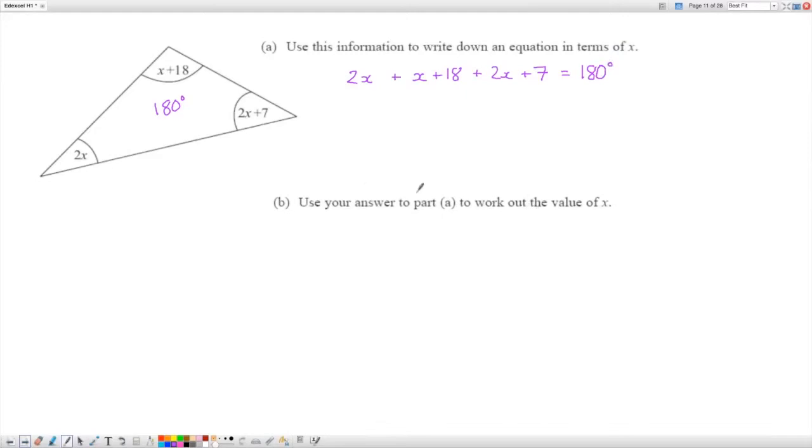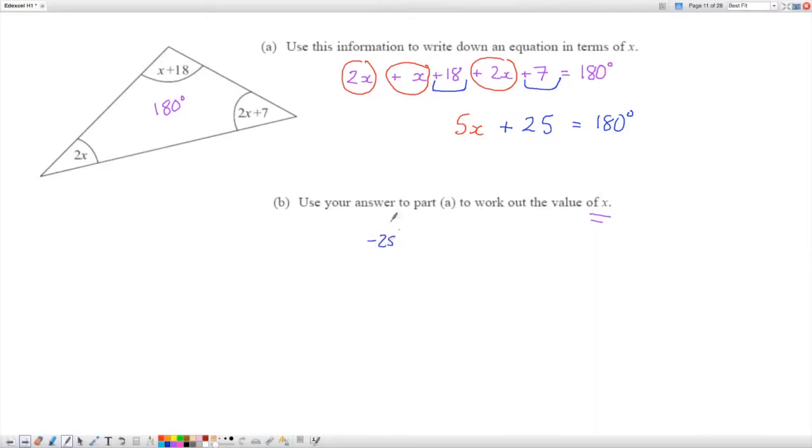Now we're going to need to use this equation to find the value of x, so we might as well simplify now. So first off, collecting all of our x's together, we've got 2x plus 1x plus 2x, which gives us 5x. Then looking at our numbers, we have positive 18, positive 7, so that gives us 25, equal to 180 degrees.